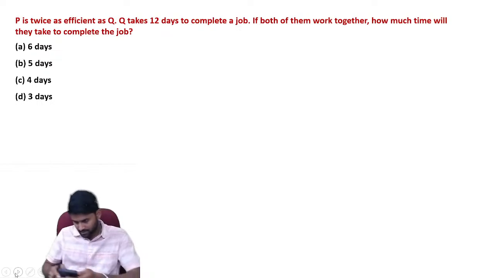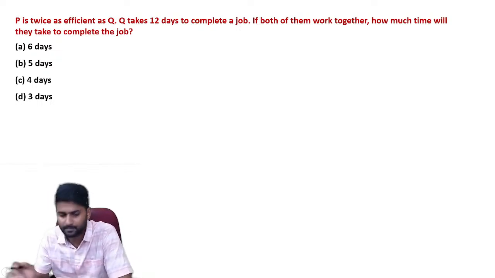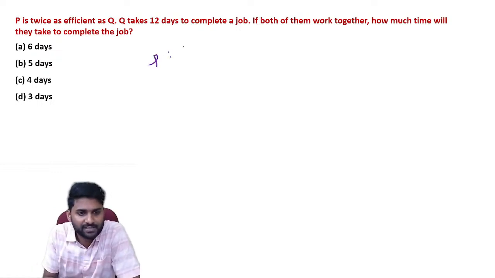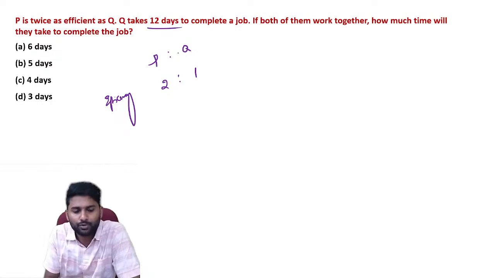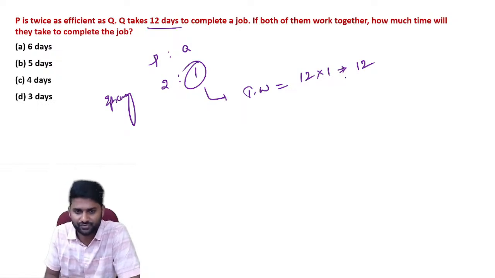Now see, again a question from the time and work concept. P is twice as efficient as Q, and Q takes 12 days. What about the total work? Here Q's efficiency is 1 unit per day. He works for 12 days and finishes the whole work. Then what about the total work? Days multiplied with efficiency gives the work. Total number of units is 12.